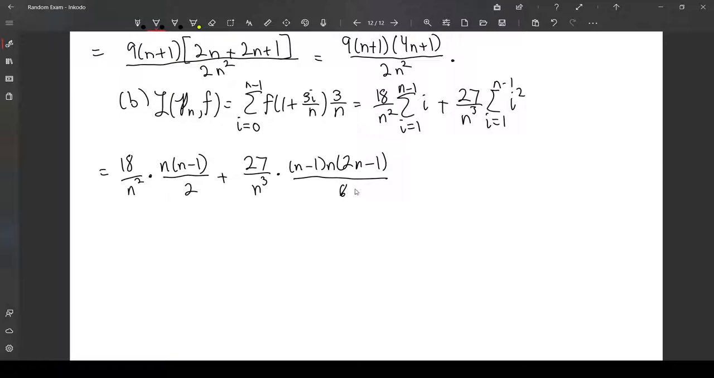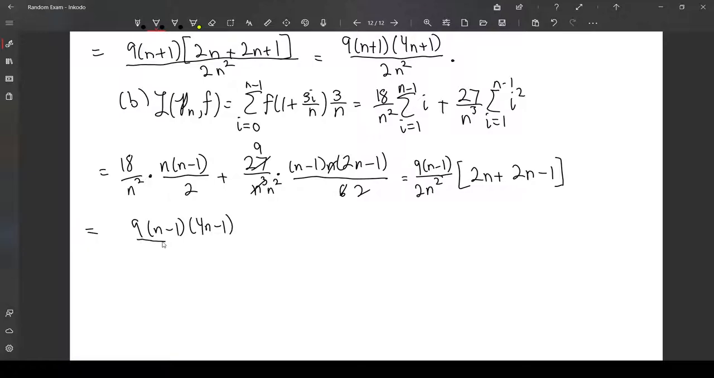Now I'm going to assume that we do the same kind of cancellation. So we do 1 over 2n squared, and then 9 times n minus 1, and then we get 2n plus 2n minus 1. And so this equals 9 times n minus 1 times 4n minus 1 all over 2n squared.